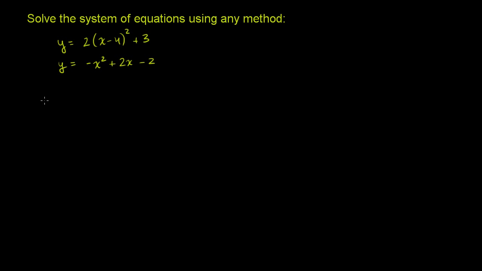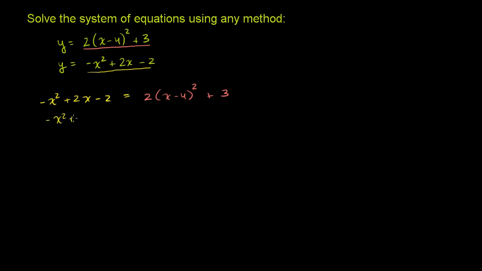So the solution is going to occur when this one right here, negative x squared plus 2x minus 2, is equal to that one up there, 2 times x minus 4 squared plus 3. And now let's just try to solve for x. The left-hand side, not a lot to do. Well, we're going to have to multiply this out. So let's do that first.